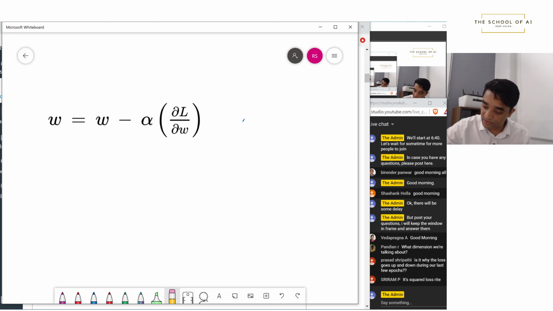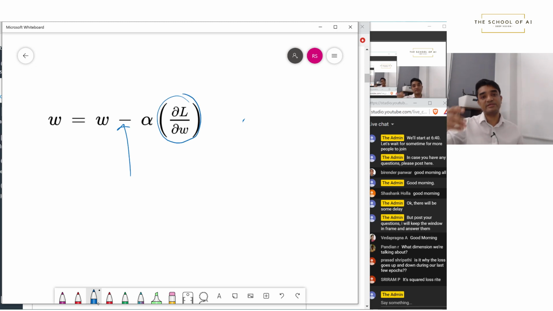Please write full questions. Okay, so let's look at what exactly we are looking at. Why is this negative required? Because we're looking at a negative correlation, right? Which means that if delta L by delta W is negative, think about it and don't even look at the equation and just talk to me, okay?